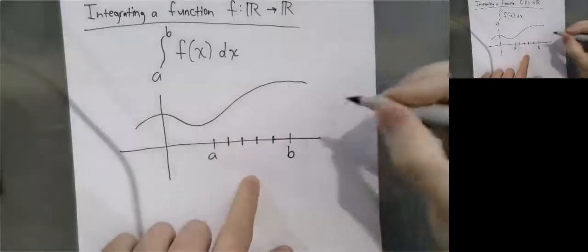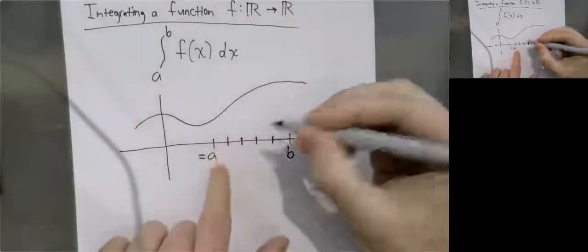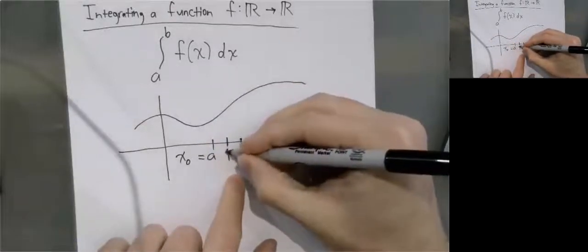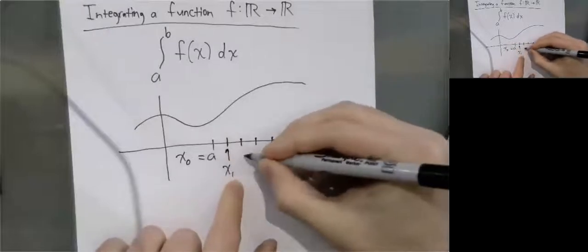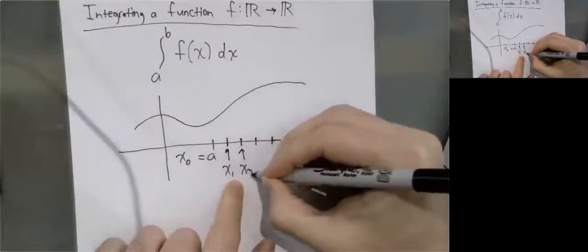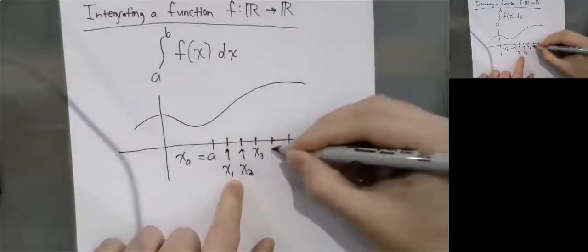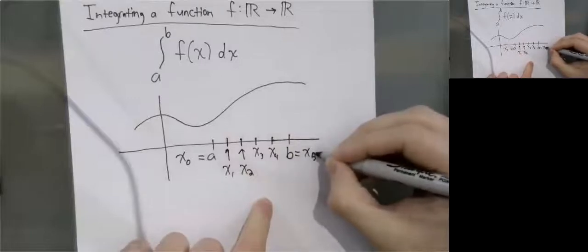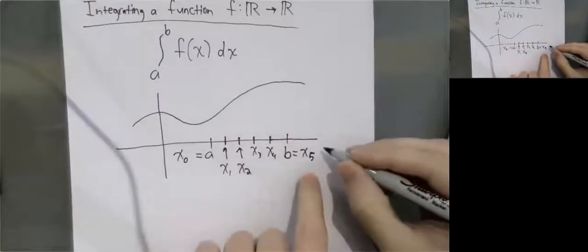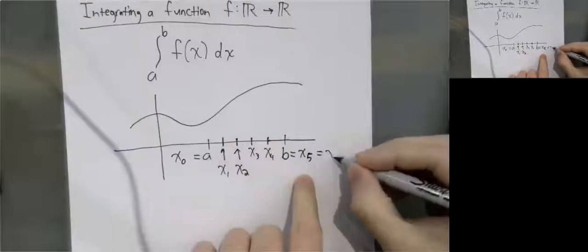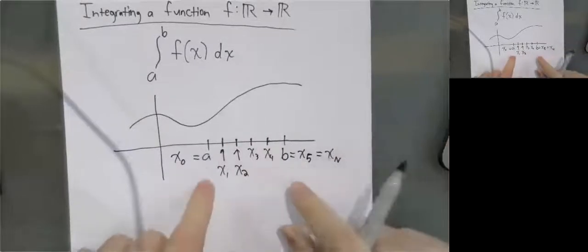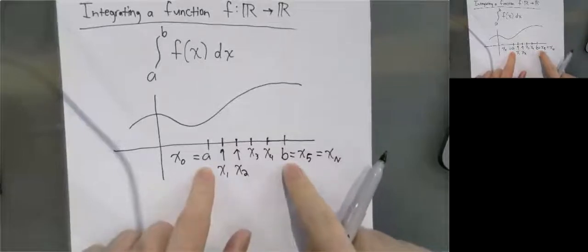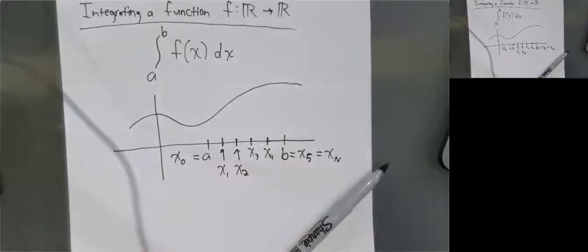So let's, this point a, let's call this x naught. And then this number here, let's call this x1. And this number here, let's call this x2, and then x3, x4, and then finally b is going to be called x5. And in the general case, we would call this x sub n, because more generally, we don't chop up our interval into just 5 pieces, we chop it up into n pieces.